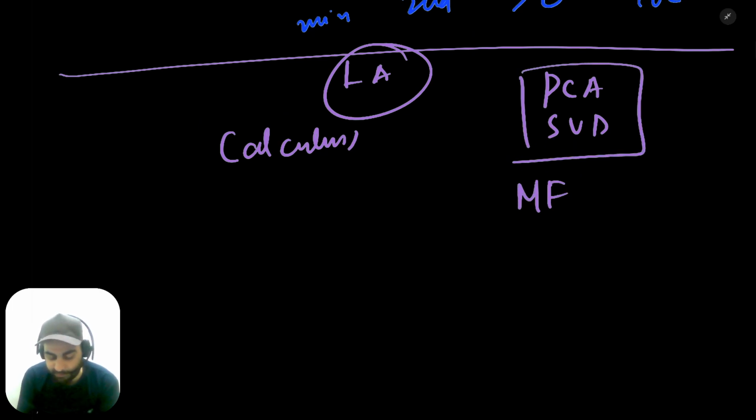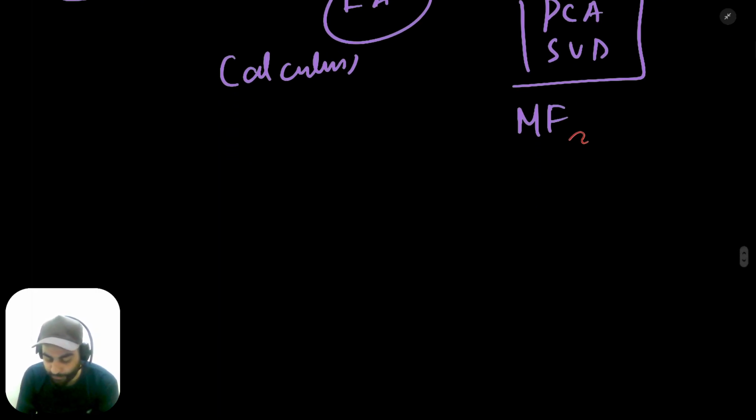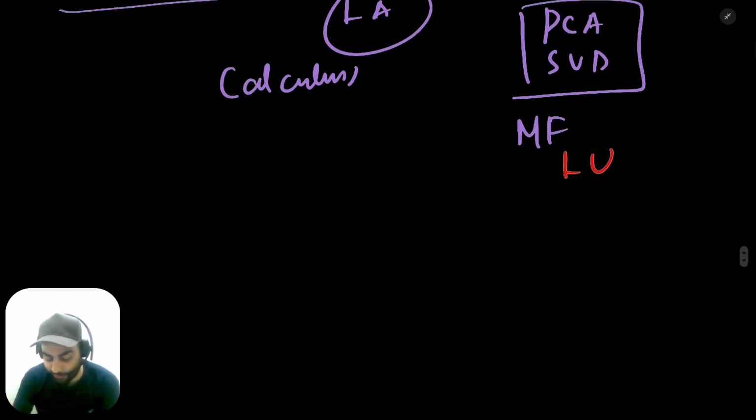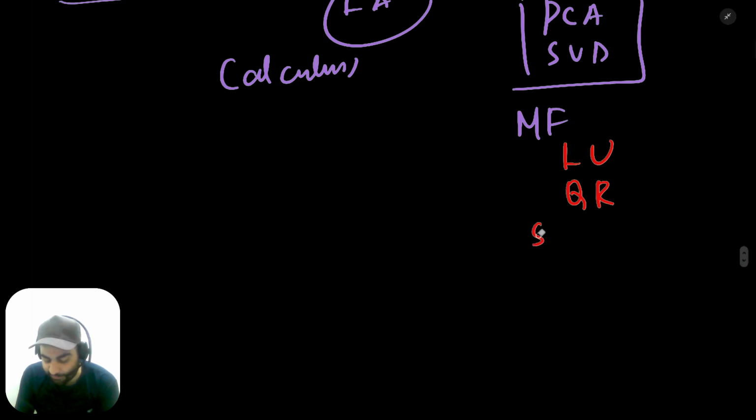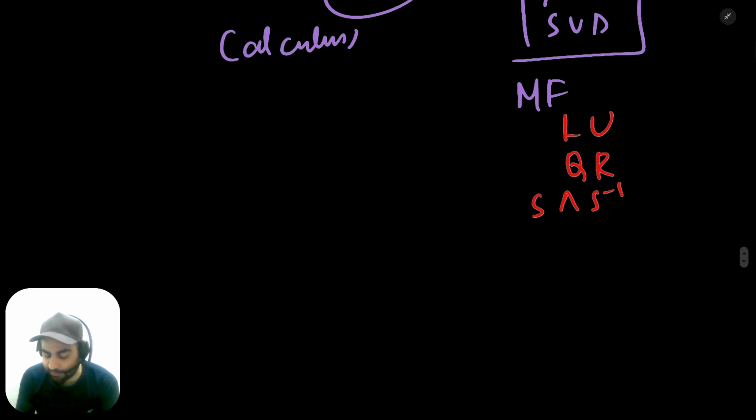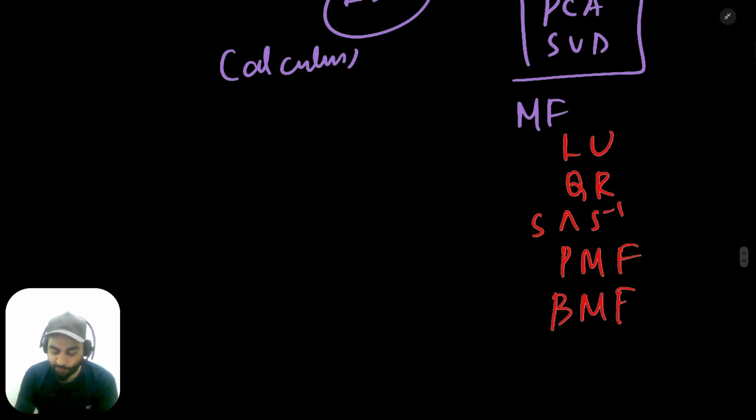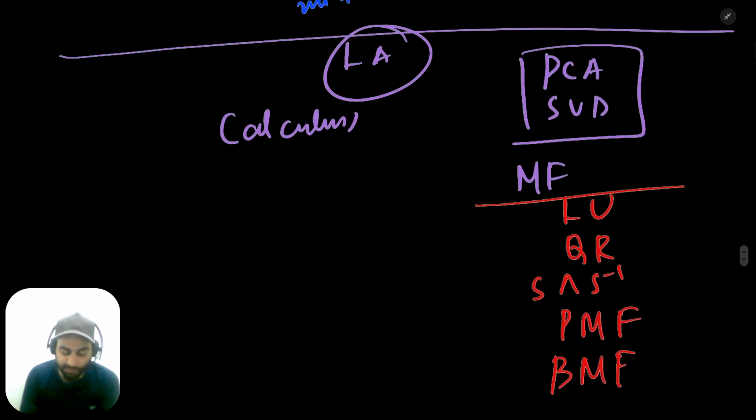Then in matrix factorization we'll be covering LU decomposition. We have covered everything; we just need to put the pieces together. I'll again go through QR decomposition, and you have seen the S lambda S inverse decomposition, which we call diagonalization. There are other decompositions as well, which we'll call positive matrix factorization, and there is something called binary matrix factorization, BMF. This is an NP hard problem though, but I'll try to cover most of these. This will be the plan, and then we'll start with the calculus.